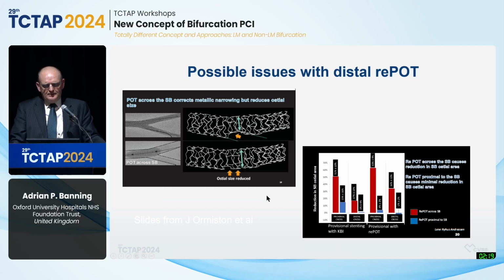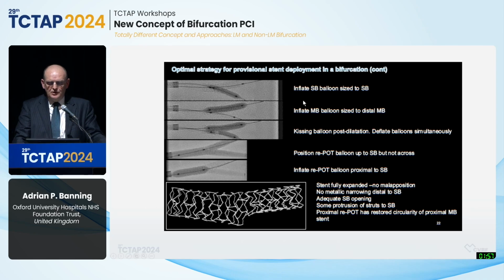So, what are the issues with that if I don't do it properly? Well, the issues are, as we've hinted at, that you end up creating an osteostenosis and you end up closing the ostial branch off, the whole thing that you wanted to try and avoid in the first place. And these data come from Wellington showing the risks of that. So to do it properly, we can inflate the side branch, we inflate the main branch, we do our kissing balloon, we carefully position the pot and the repot, and we end up with a stent looking like that. No malapposition, no metallic narrowing, adequate side branch opening, hopefully some protrusion to the struts of the side branch if the wire cross has been accurate, and the proximal repot here has restored the circularity of the proximal main branch, which is what determines the prognosis of the patient.